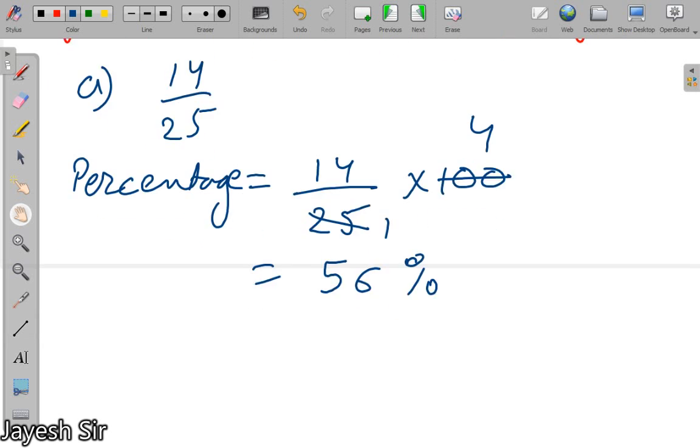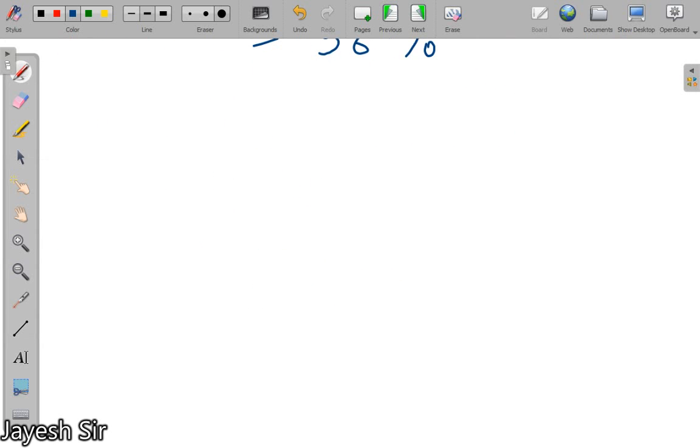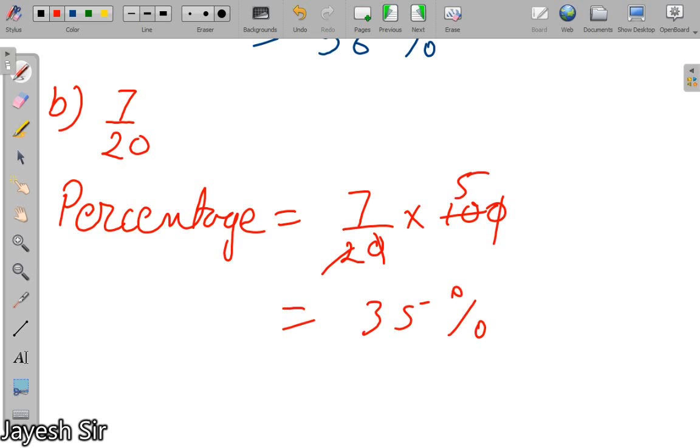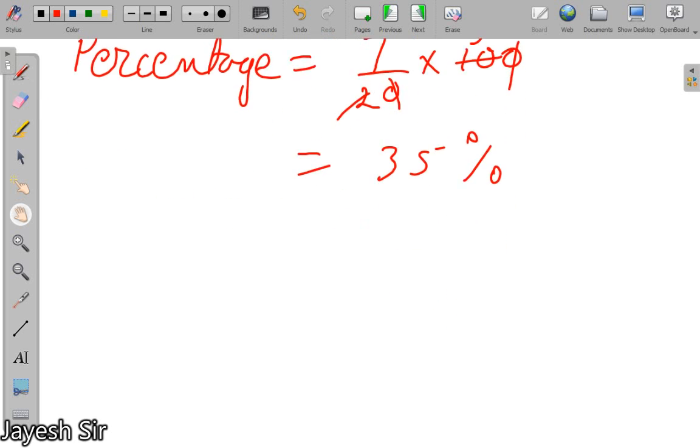Simple. Let me take some other examples. B part, 7 upon 20. Okay, to convert this fraction into percentage, what you do is you multiply the number simply by 100. 2 5s are 10, 7 5s are 35, that is 35%. Quite easy, right?